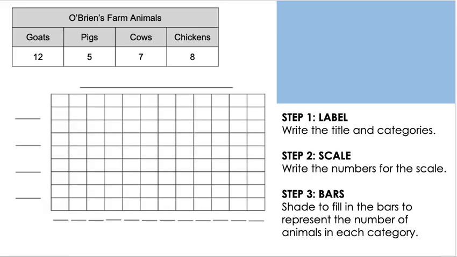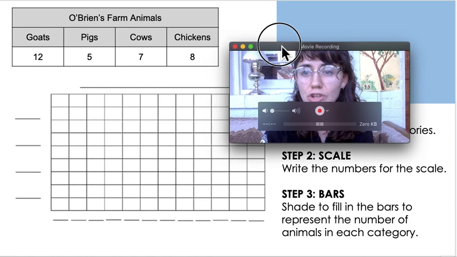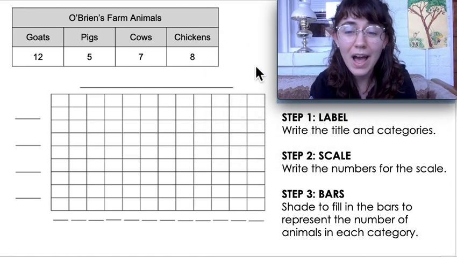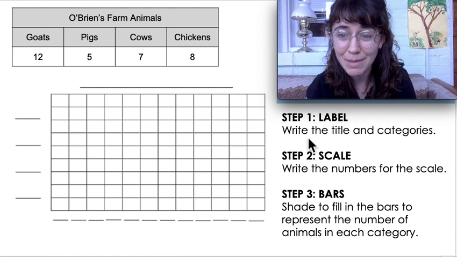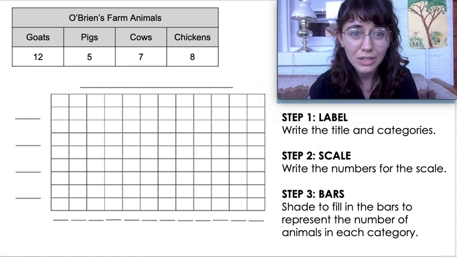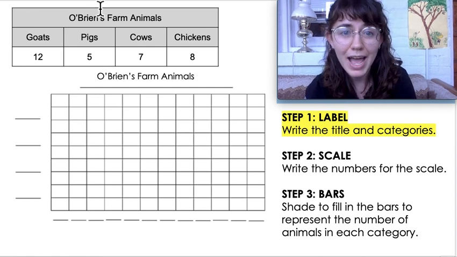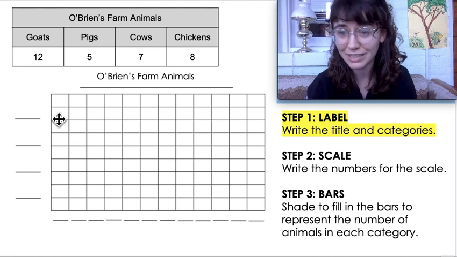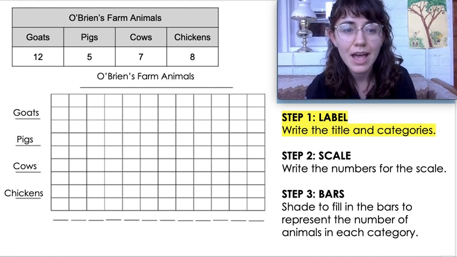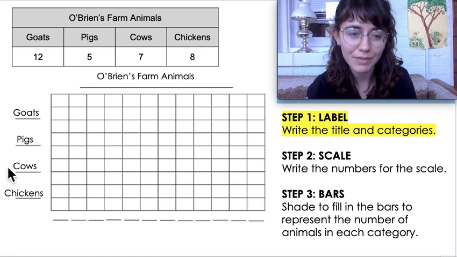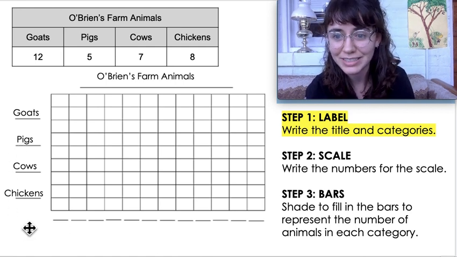So let's try together. I've got a new table and a new empty bar graph that you're going to help me fill in. So the first step is I'm going to label it. I'll write the title and the categories, just like for all of these graphs. So I'm just going to copy from my table. I have the title O'Brien's Farm Animals, so this must be some guy's animals on his farm. And then I'm going to copy the categories. We have goats, pigs, cows, and chickens.